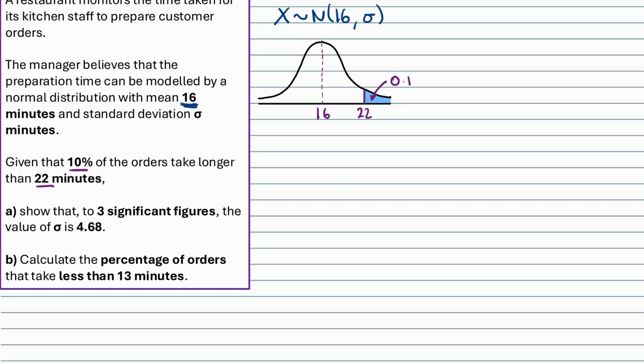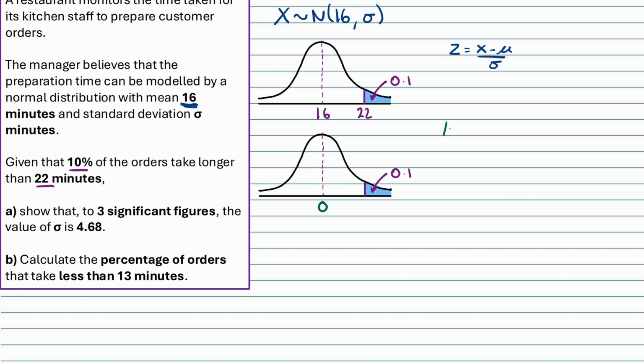Now we can use the formula where the standard normal distribution z is equal to x minus mu over sigma. Now we have mu, this is the average of 16. We have the x value of 22, and we want to work out sigma. So we need to work out the z value, and we can do this using the standard normal distribution. This is where the mean is 0, and the standard deviation is 1.